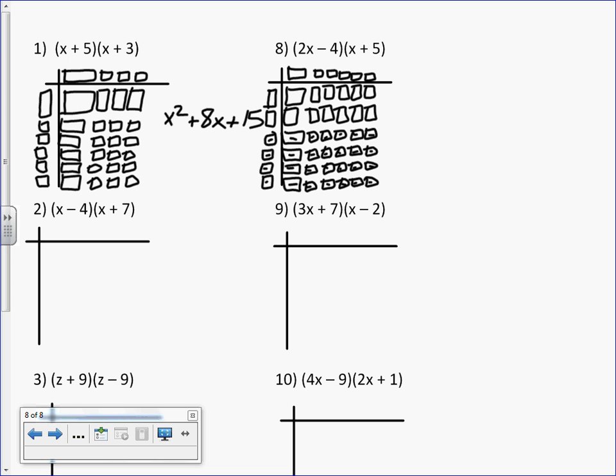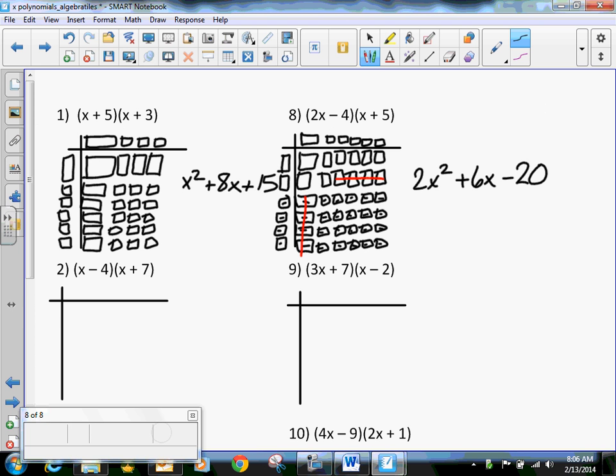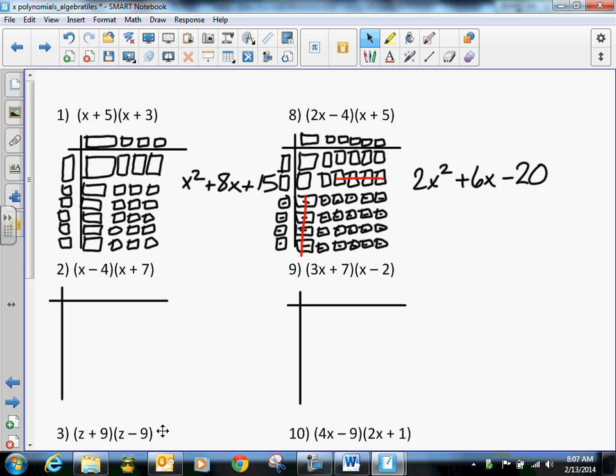Okay, so let's see here. I have 2x squared. I have positive 10 x's here, but negative 4 x's there. So what that means is that these 4 cancel out and these 4 cancel out, because a positive and negative cancel out. So I'm going to end up with plus 6x, and then I have minus 20. All right, go ahead and try the others on your own. Good luck, and we will talk about it when we have class on Monday.